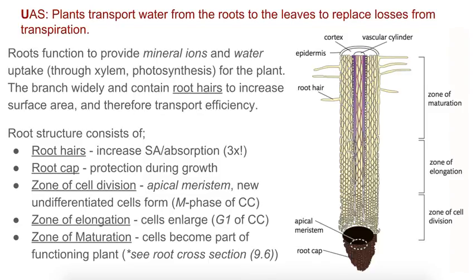And finally, we have a zone of maturation. Now, this is where the cells become fully grown and they are incorporated as part of the functioning plant. Now, this is a fairly quick look at root structure. I'd like you to consider the cross-section of the root in figure 9.6 as part of your homework.